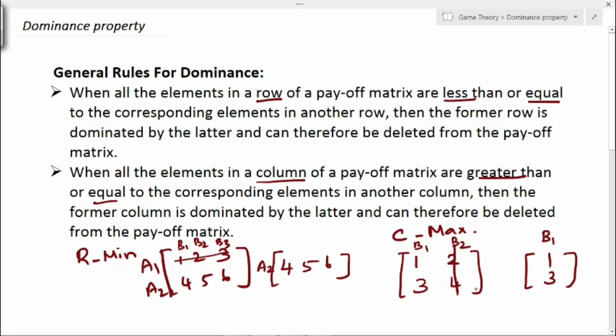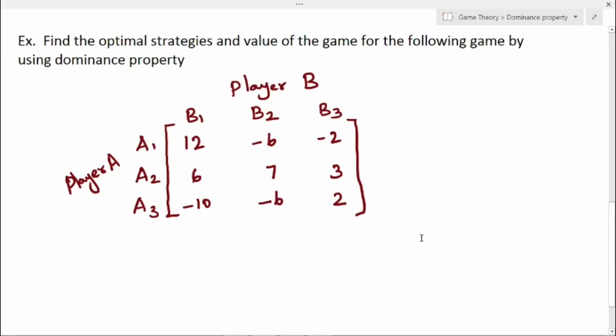Now we will solve a few problems. Usually we have two types of problems. First one is games with pure strategy, and second type is games with mixed strategy. So now we will solve a game with pure strategy problem. We have an example. In this example we have to find the optimal strategies and the value of the game by using dominance property. Before solving this game by using dominance property, first we'll find the row minimum, column maximum and the value of the game.